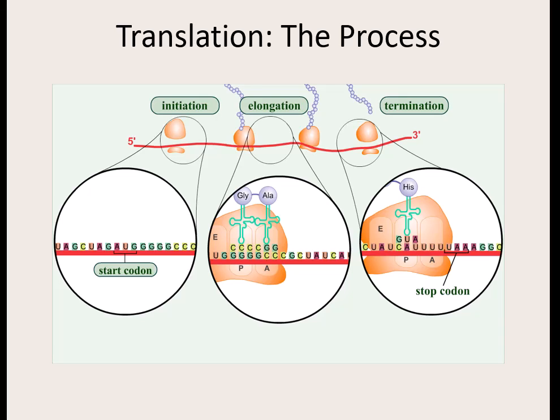It will continue to do this until it encounters one of those 3 stop codons. At that point, there's no amino acid to bring in, and it's done, and it's made that new chain of amino acids, which is going to be the protein. So it's your initiation, elongation, termination.